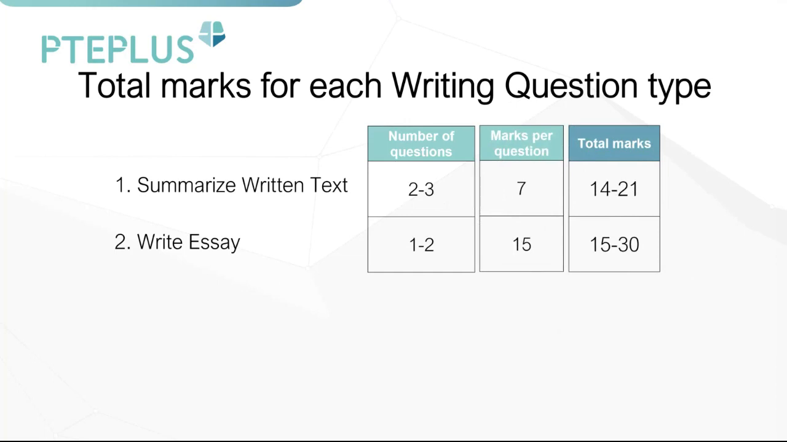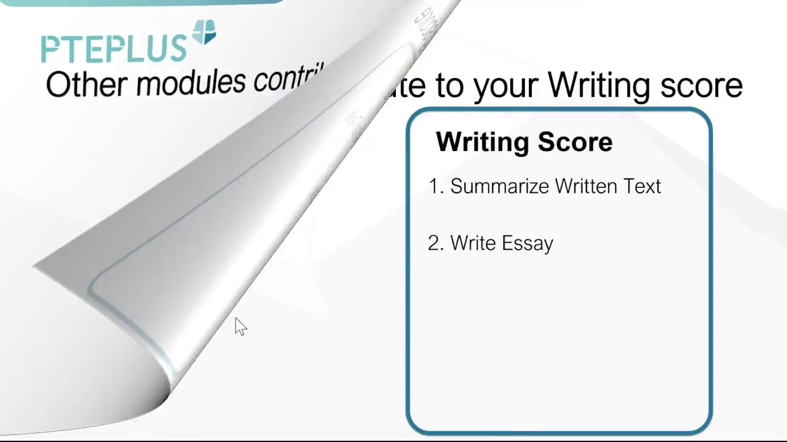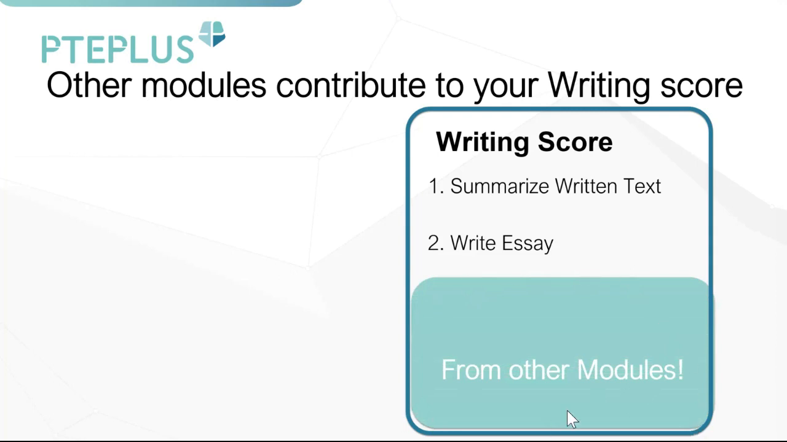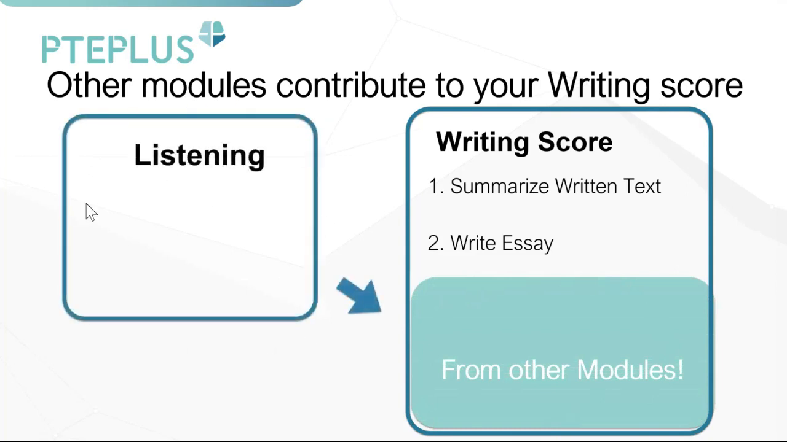Now, the next important thing to realize from here is that these aren't the only question types that actually make up your writing score. Question types from other modules and other sections in your exam contribute and add into your writing score as well. And a big chunk comes from your listening section, especially summarized spoken text and write from dictation. Now, in listening, these two are worth the most number of marks, and they also contribute significantly to your writing marks as well. So you'll see that we often place strong emphasis on doing well in these two question types.